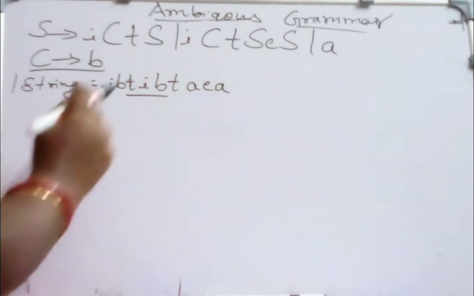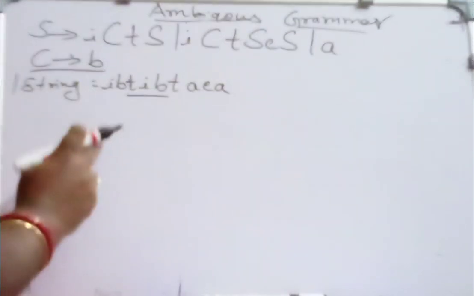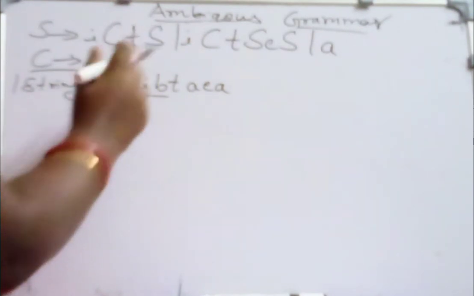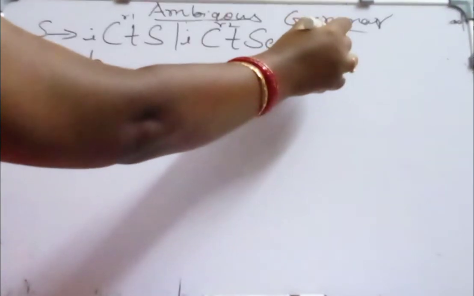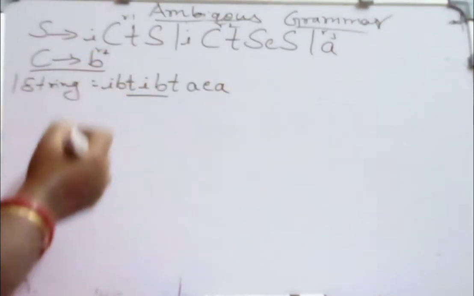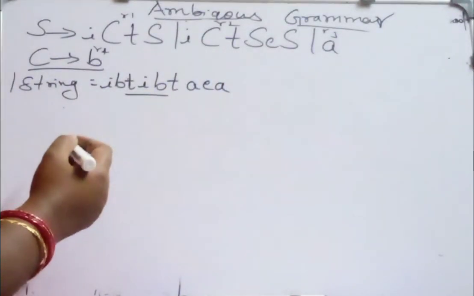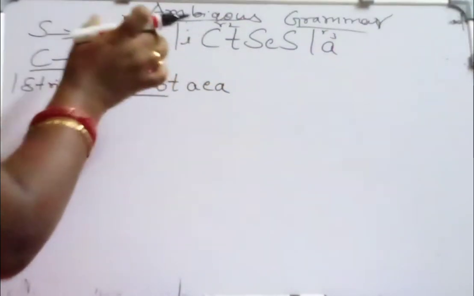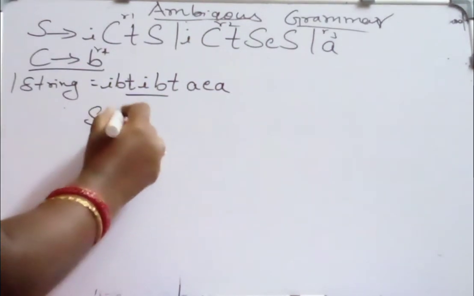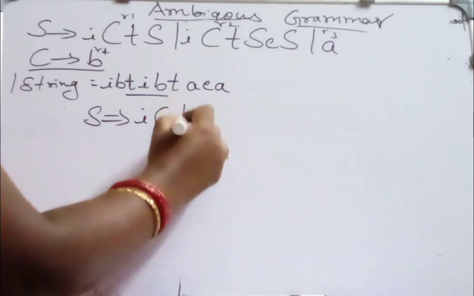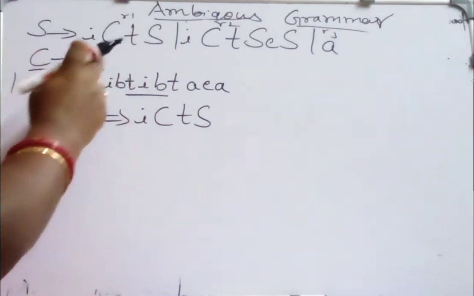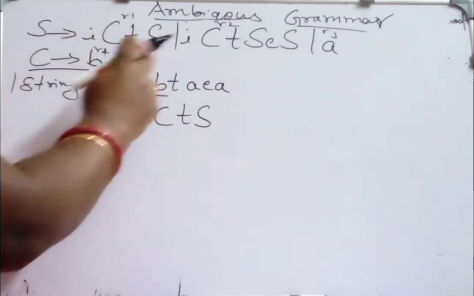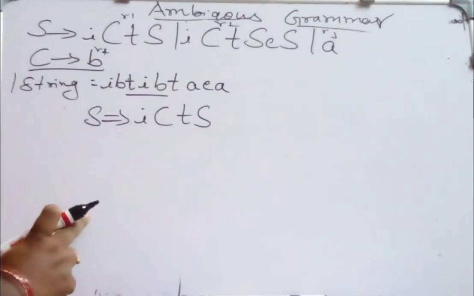So here I am trying to derive this string w from this grammar using leftmost derivation. See how I am going to derive the string. S derives, we have production rule 1, rule 2 and rule 3, and C derives b, it is rule 4. Now I am substituting for the first time from the starting symbol. I am taking rule 1 production, S derives iCtS, where C and S are non-terminals in this grammar. Rest all are terminals, that is i, b, t, e, a are all terminal symbols.